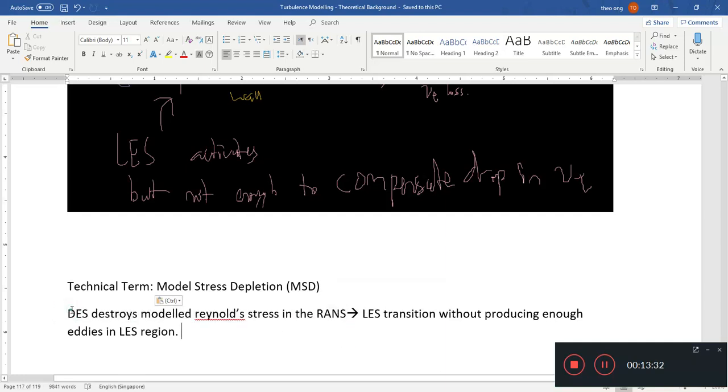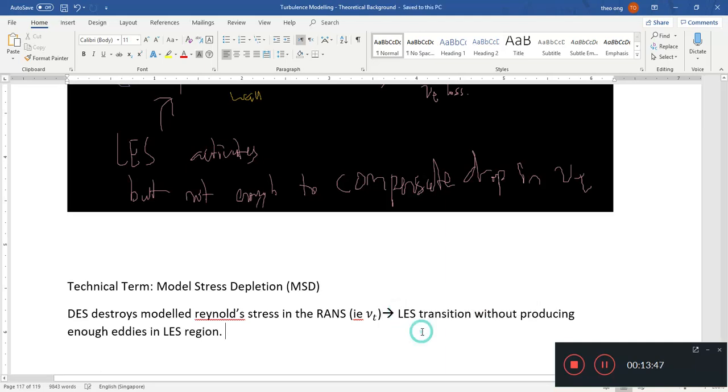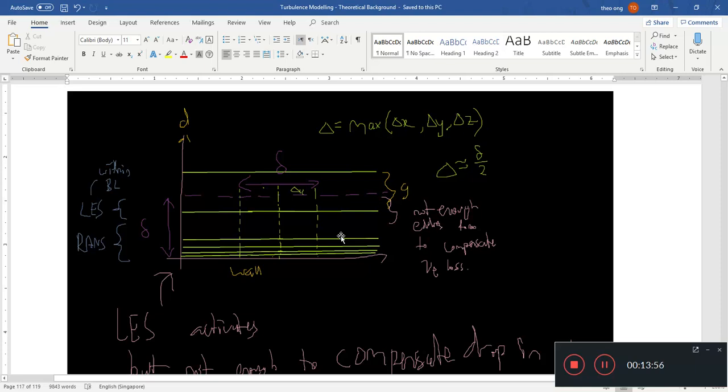And so DES destroys modeled Reynolds stresses in LES, i.e. νt. So LES transitions without producing enough eddies in the LES region, possibly because it is still within the boundary layer and there's too much friction, too much shear stress, too many viscous forces within this region. So you need to stop LES from prematurely activating.